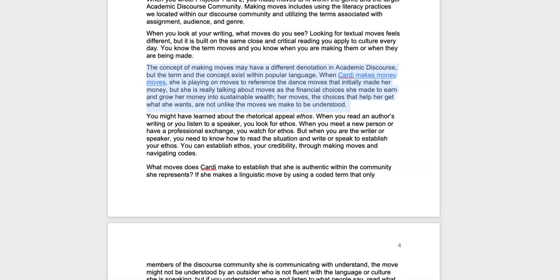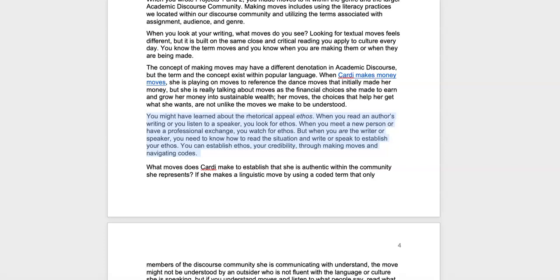When Cardi makes money moves, she's playing on moves to reference the dance moves that initially made her money, but she's really talking about moves as the financial choices she made to earn and grow her money into substantial wealth. Her moves, the choices that help her get what she wants, are not unlike the moves we make to be understood. You might have learned about the rhetorical appeal ethos.